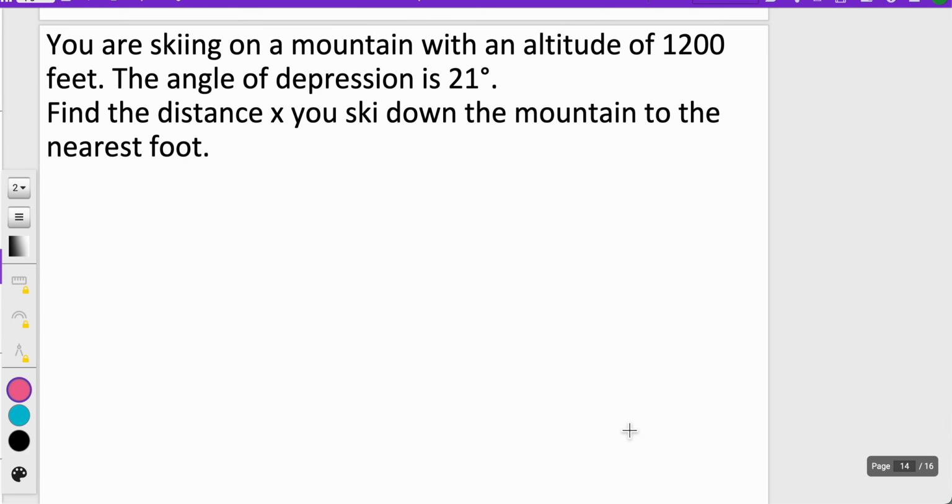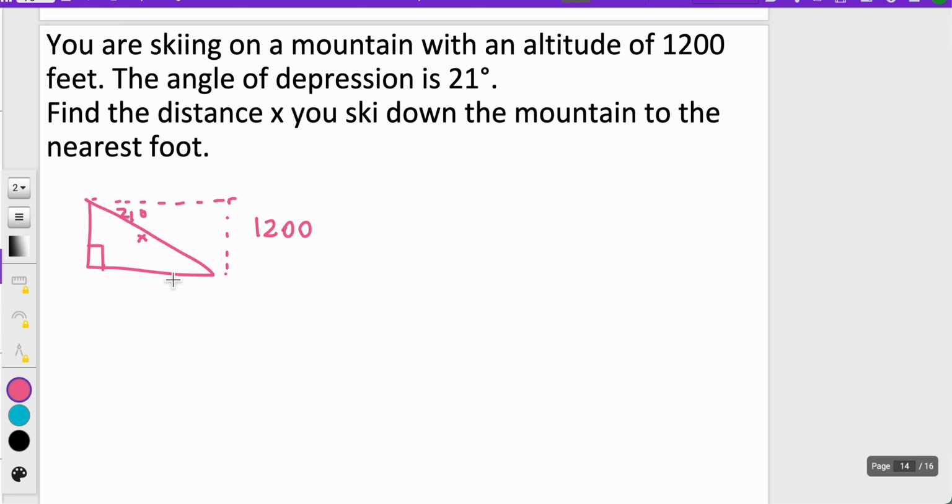So you are skiing on a mountain with an altitude of 1,200 feet. The angle of depression is 21 degrees. Find the distance x you ski down the mountain to the nearest foot. So we know it's going to involve some sort of right triangle, and we'll say that's our hypotenuse. And when I'm thinking about elevation, from top to bottom is 1,200 feet. The angle of depression is 21 degrees.